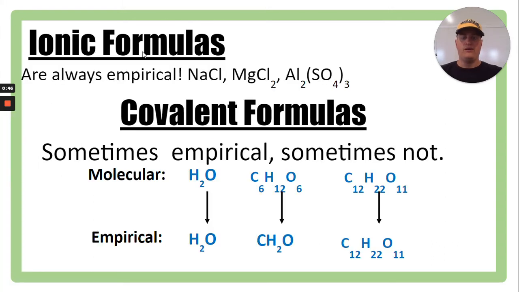So, ionic formulas, remember, that's a metal and nonmetal, or of course with polyatomic ions. They're always empirical, so that means they are always reduced to their lowest ratio. Covalent formulas, not always. H2O, yep. C6H12O6, I think that's some kind of sugar. Its empirical is lower. And if this is something else I'm not too sure about, maybe a disaccharide, you can see that is reduced. So it really depends on the type of formula whether it's going to be empirical or not.